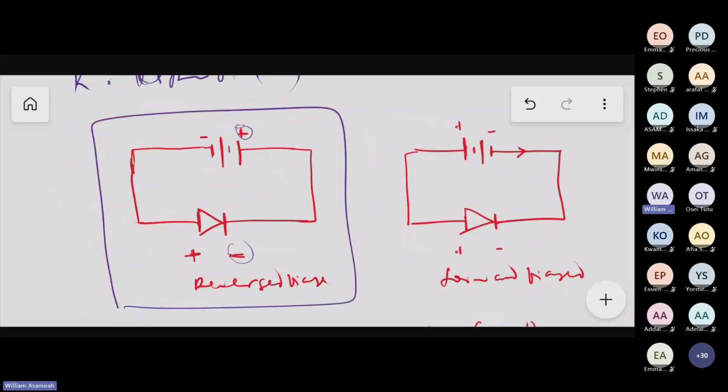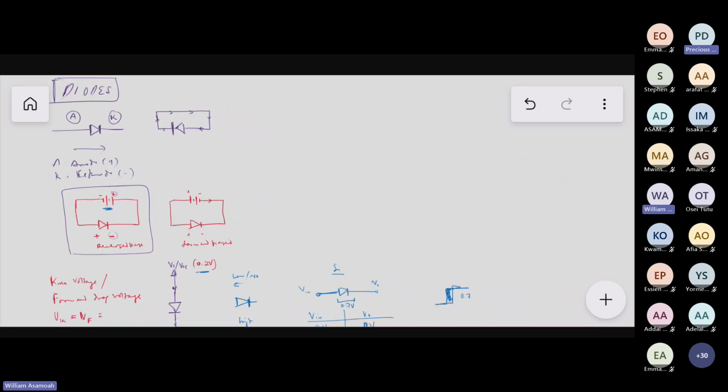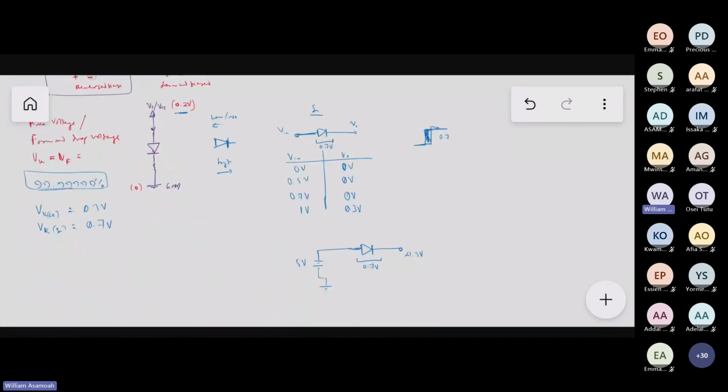withstand. If this voltage here exceeds the maximum reverse voltage, the diode will break down. It will get spoiled, because diodes are semiconductor devices, and so we dope them to get the behavior that we want. The doping that we did has a certain threshold it can withstand. If that reverse voltage exceeds that threshold, the diode will just break down. We call that the breakdown voltage or the Zener region.